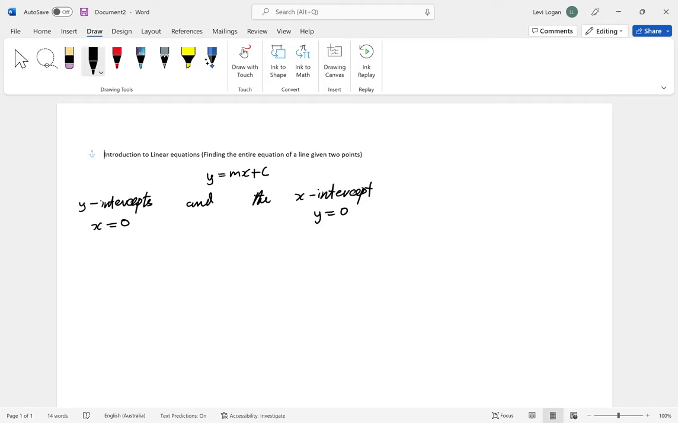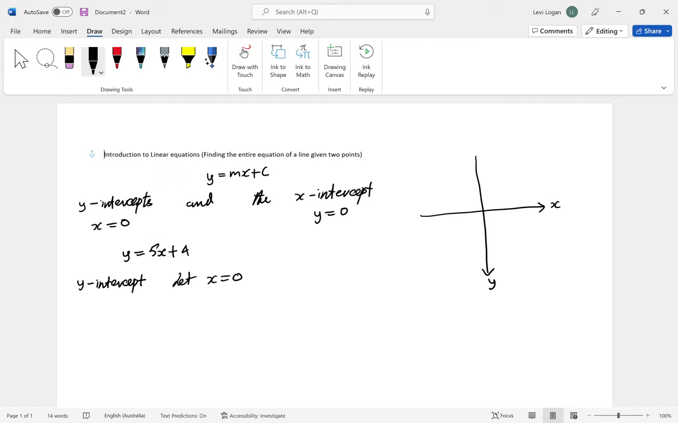So let's try and sketch the graph y equals 5x plus 4. Pause the video if you want to try this. Alright, so let's start by drawing an axis. So we have an x and y. Let's start by finding our y-intercept. Our y-intercept is where the line crosses the y-axis. So that means to find our y-intercept, let x equal 0.